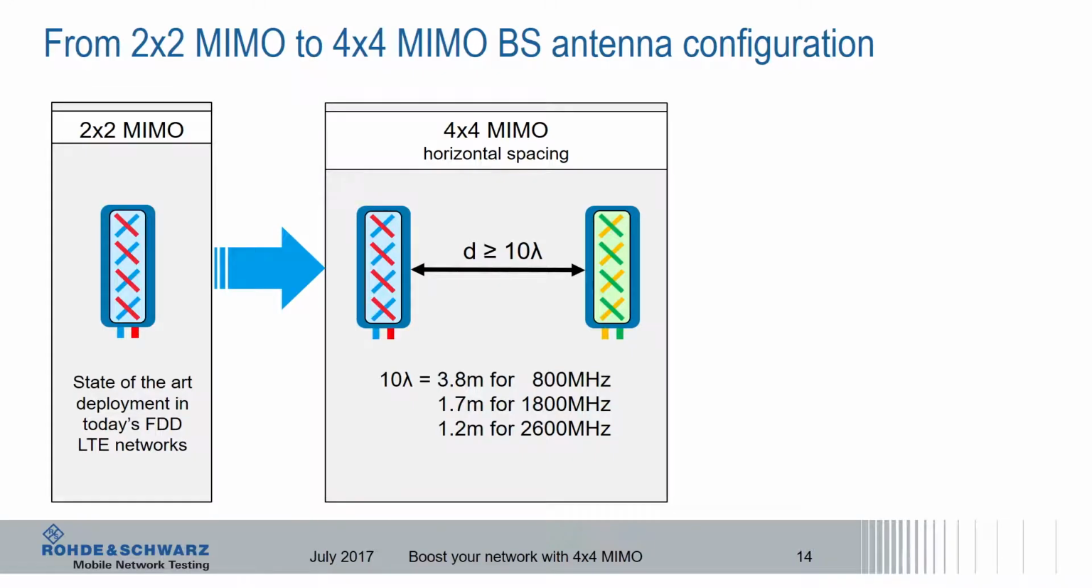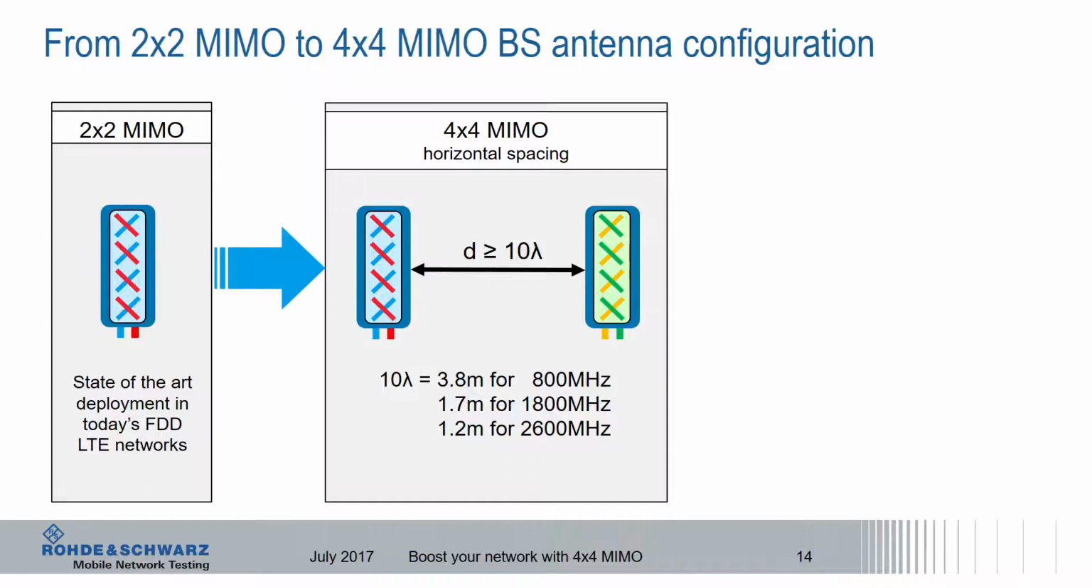We already talked about the device, the UE impact, but what is the impact on the base station? We know for 2x2 MIMO LTE networks, today they mostly use cross-polarized antennas. You see on the left side the plus-minus 45 degrees slanted antenna polarizations, the blue and red antenna elements in the picture here. 4x4 MIMO needs uncorrelated antennas.